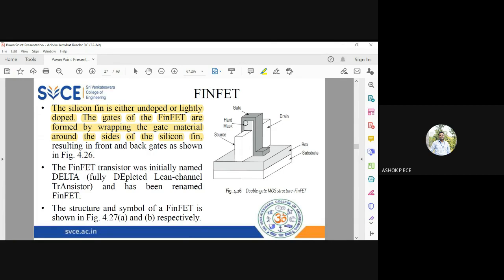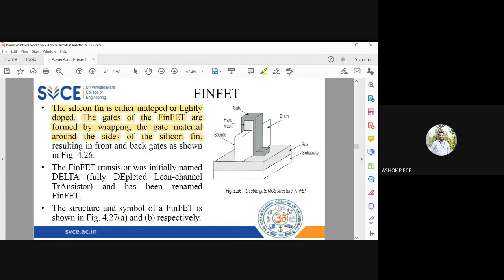And above that silicon fin, I'm going to fabricate a gate layer. So it looks like the gate layer is wrapping your silicon fin. If you remove the gate layer, you can visibly see the silicon fin between the source and the drain terminals. Initially, the FinFET and Delta transistor were the same, but later on they distinguished the usage of Delta and FinFET.